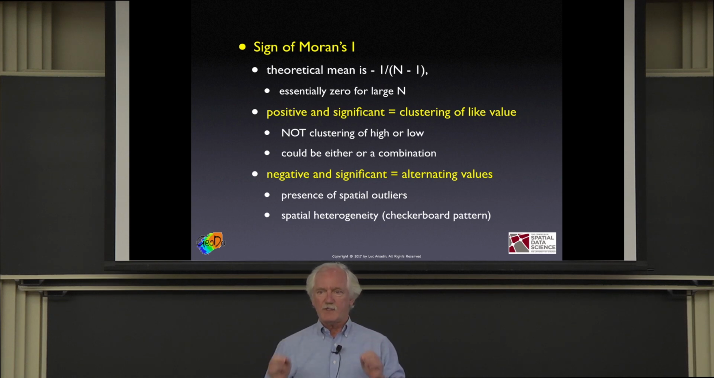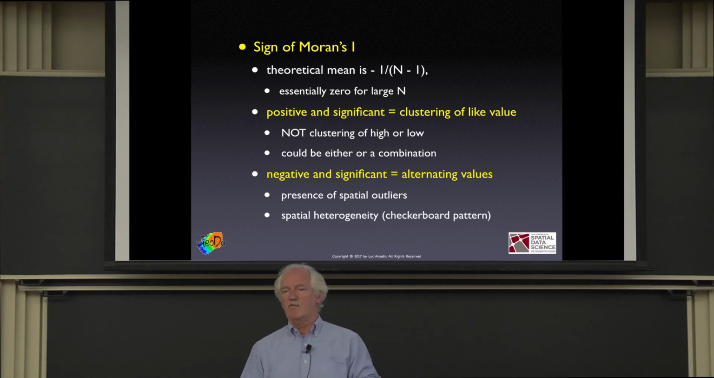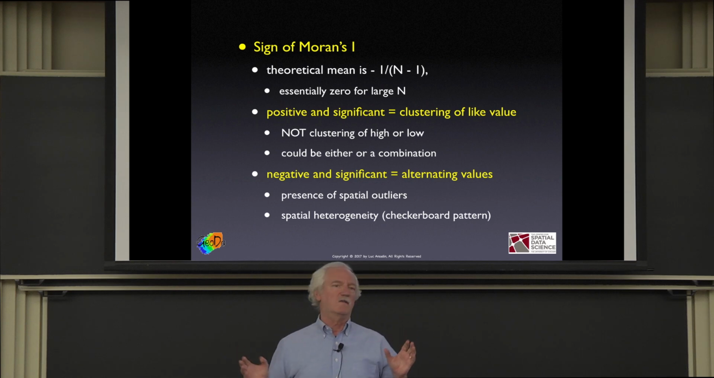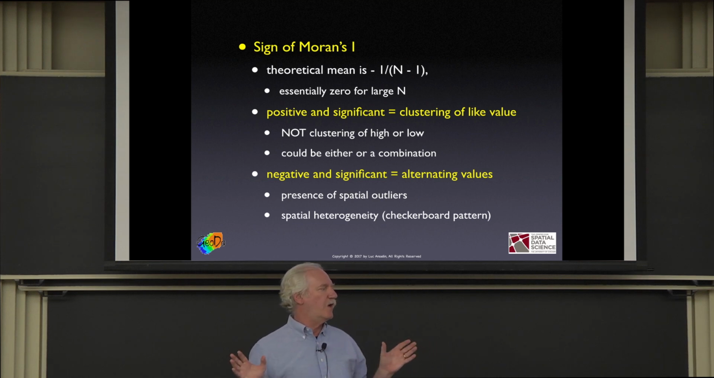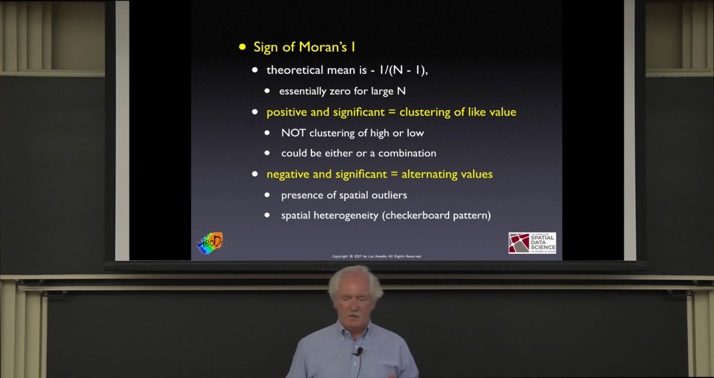Also, if it's not significant, then it's not positive or negative. That's another one that I see a lot. You know, people write up the results. Moran's I is positive, but it's not significant. It doesn't have a sign. Not significant means it's spatially random. And so for all practical purposes, it doesn't exist. So it's not positive or negative, it's nothing.